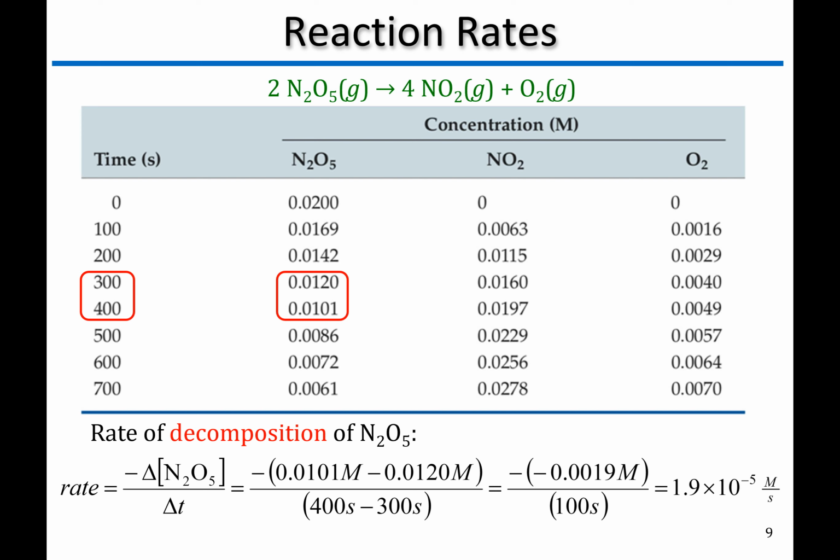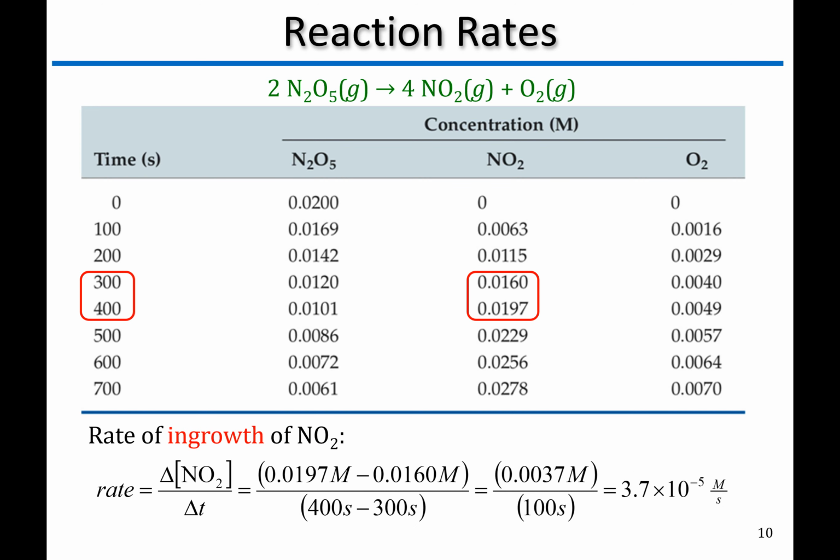So what is this telling me? Why is it positive? Why is it negative? I said before that these needed to be negative since it's going away. Well, what this tells me is that the rate of decay of my reactant is 1.9 times 10 to the minus 5 molarity per second. Your reaction rate always needs to be positive, but you have to understand what that tells you. It still tells you the rate of decay. It tells you the rate that it's going away.